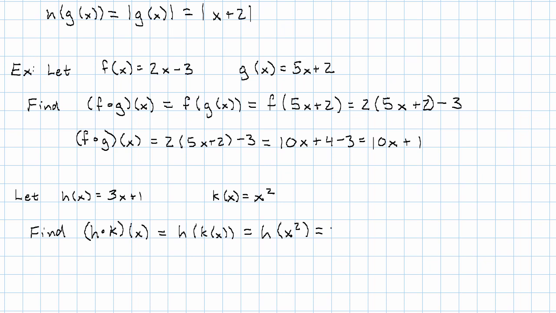H of x, that's just the function that takes its input, multiplies it by 3 and adds 1. In this case, its input is x squared. And there really isn't anything we can do to simplify that, right? We're just left with h composed with k of x is 3x squared plus 1. And that's all there is to it.